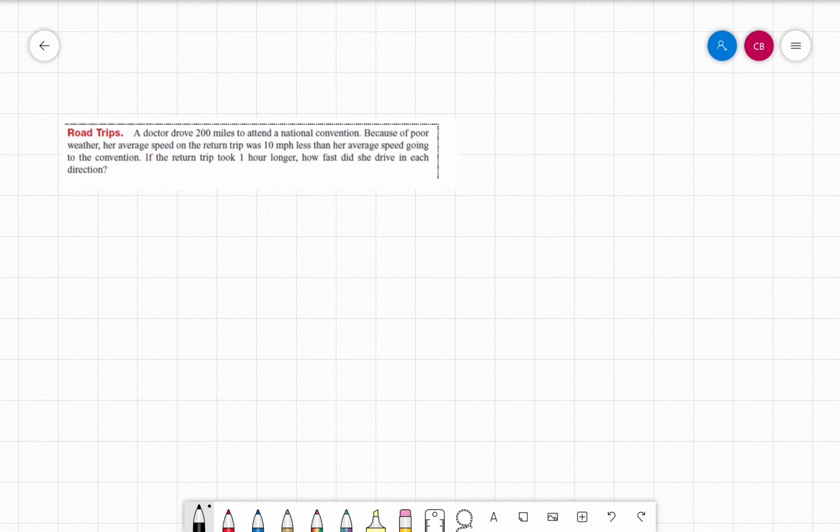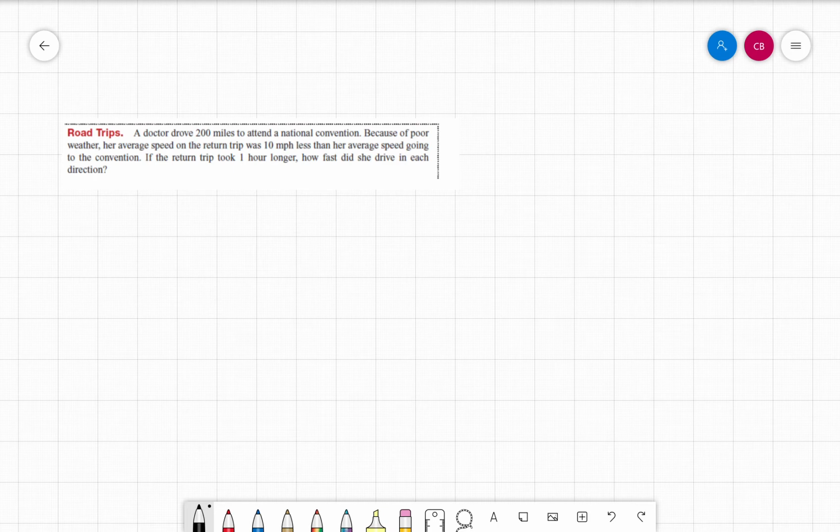For the last problem we're going to do with applications of rationals, we have a doctor driving 200 miles to attend a national convention. Because of poor weather, her average speed on the return trip was 10 miles per hour less than going to the convention. If the trip took 1 hour longer, how fast did she drive in each direction?